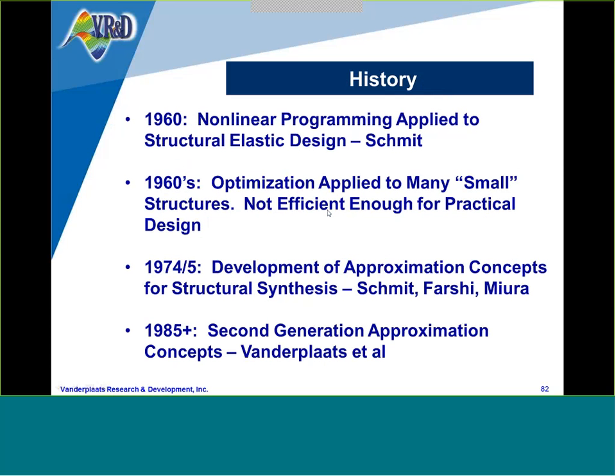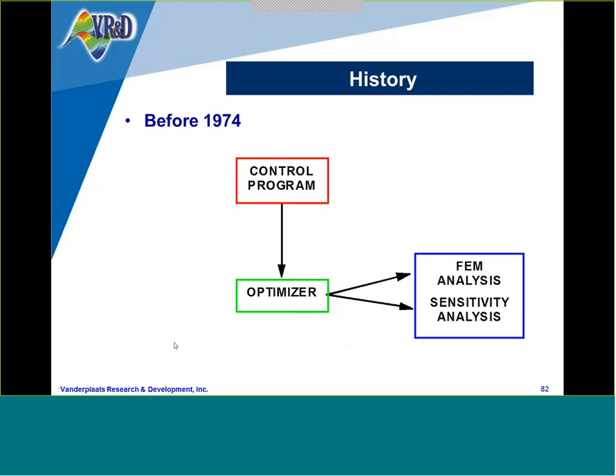So history here is 1960. Schmidt did his classic paper. In the 60s, we could solve a lot of small problems, but nothing practical. Schmidt and his student Farshi, and later his postdoc Mura, developed approximation concepts in the 70s, and in 85, myself and others developed second-generation methods.